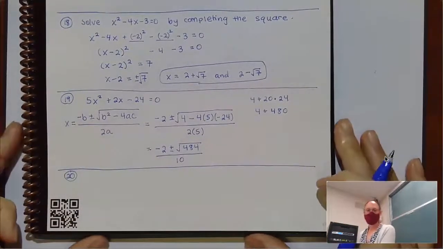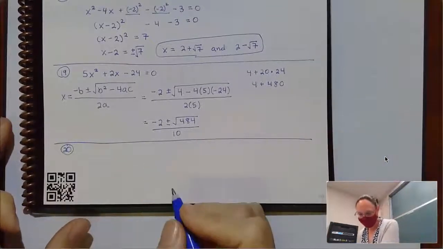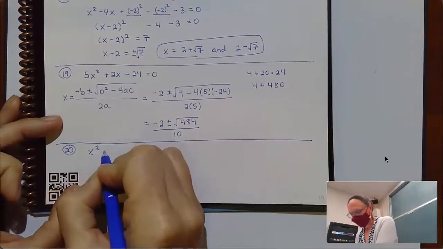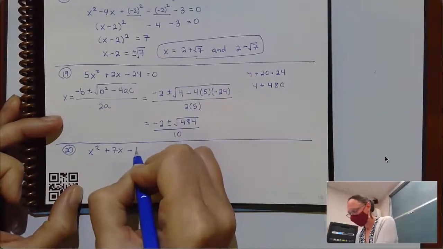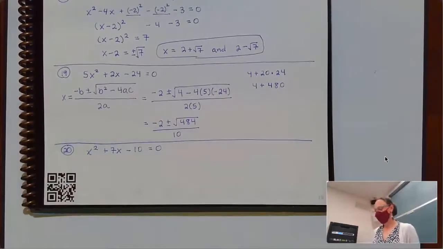And problem 20, last one on the final here. It's another quadratic and we can solve it any way we like. X squared plus 7x minus 10 is equal to 0. And I would probably go for the quadratic formula here.